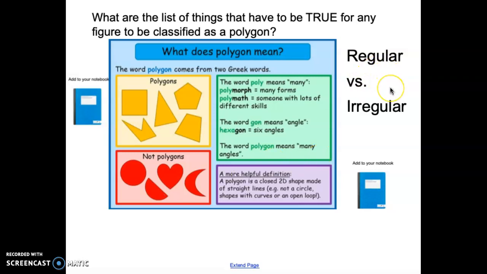Now, you'll also hear with polygons, and make sure you write this down, regular versus irregular. Regular means that they have all the same side length and same angle. Irregular means the side lengths and the angles are all different. So it might be a 5-sided figure, but the side lengths and angles aren't all the same. If we look at this pentagon right here, it looks pretty much like a regular polygon. So that means all of those angles are the same and the side lengths are the same.